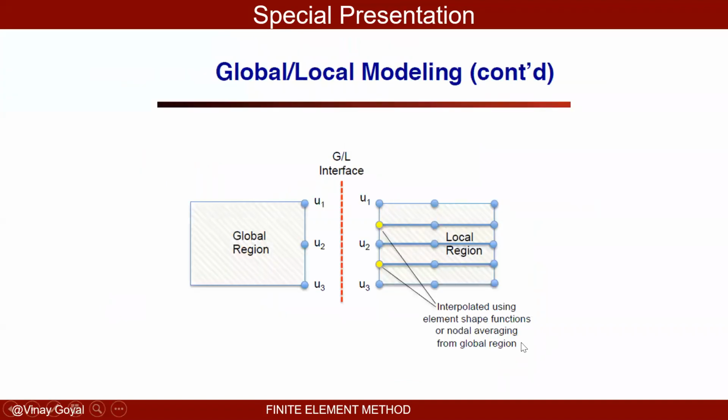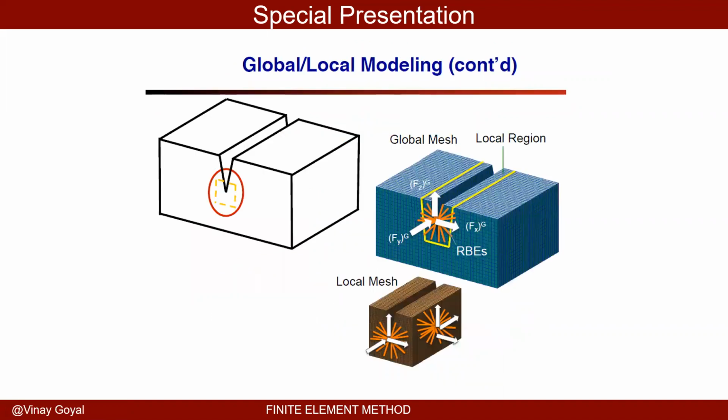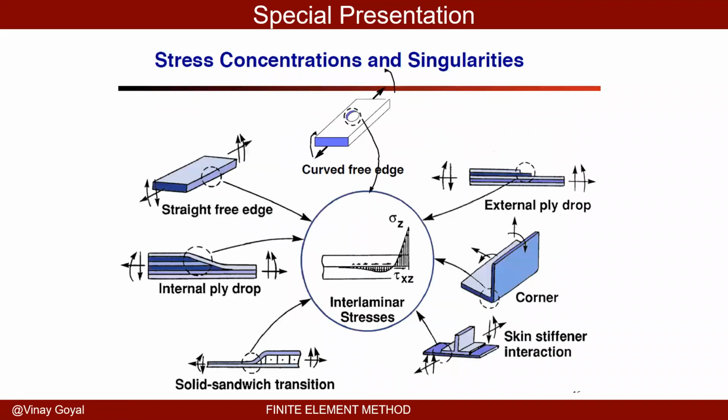Okay, I'll skip the details of this global local modeling. Next one. Yeah, here is the issue of stress concentrations and singularities in composite structures. There are various places where all of these things occur, and you have to pay attention to those things when you do the modeling. Next one, please.